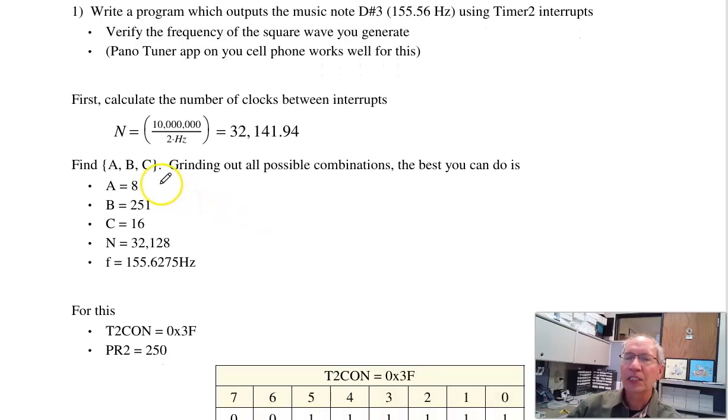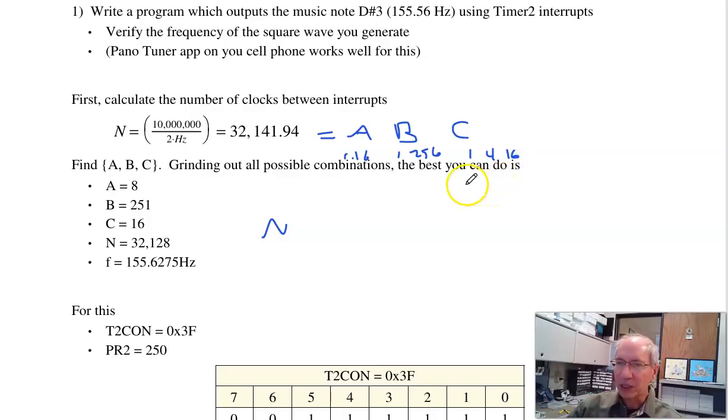To do that, I need to come up with A, B, and C. This is how timer 2 works. N is A times B times C, under the constraints that A is a number between 1 and 16, B is an integer between 1 and 256, and C is an integer either 1, 4, or 16.